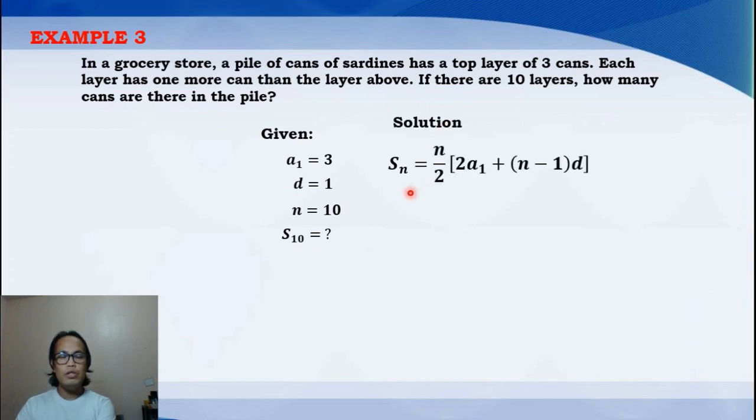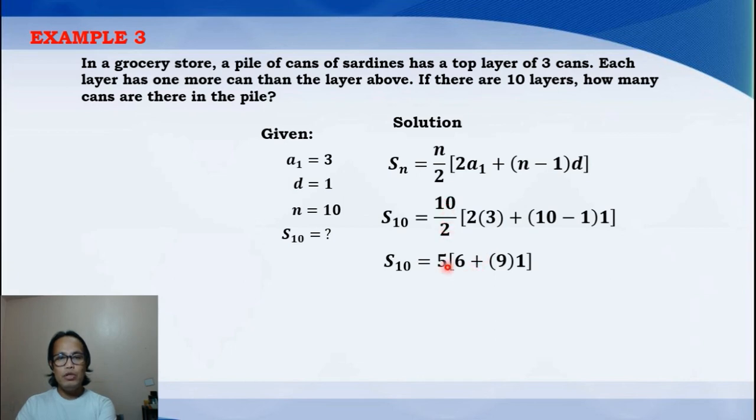So for the solution, we use the formula S sub n equals n over 2 times the quantity 2a sub 1 plus the quantity n minus 1 times d. So we will substitute. Instead of writing S sub n, we will use S sub 10 equals, our n is 10 over 2 times 2, which is constant, times the first term, 3, plus our n, 10, the number of layers, minus 1 times the common difference, which is 1. So we simplify. We have 10 divided by 2 is 5. Then we have 2 times 3 is 6. Then 10 minus 1 is 9. Then multiply that with 1 will give us 9.